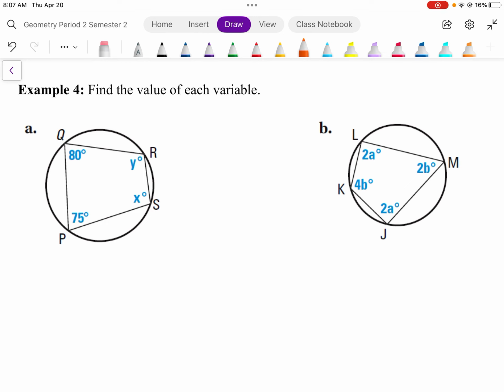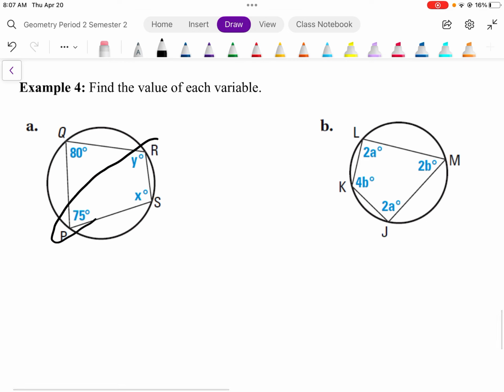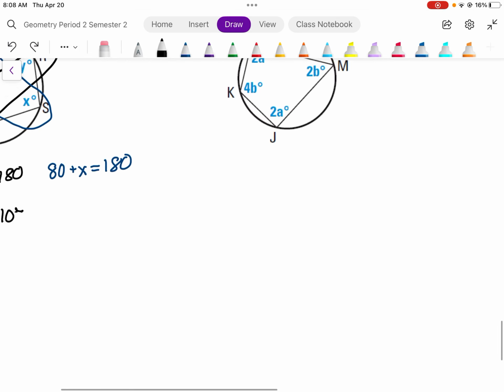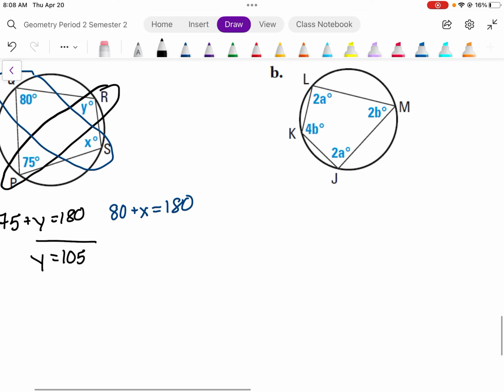For number 4, we are going to practice what we just went over, that opposite angles are supplementary. So in this one, 75 plus y has to equal 180, and 80 plus x has to equal 180. So once you have those, we just have to solve the equation. To solve for y, we're going to subtract 75, and that's going to give us 105. And then to solve for x, we're going to subtract 80, and that gives us x equals 100.